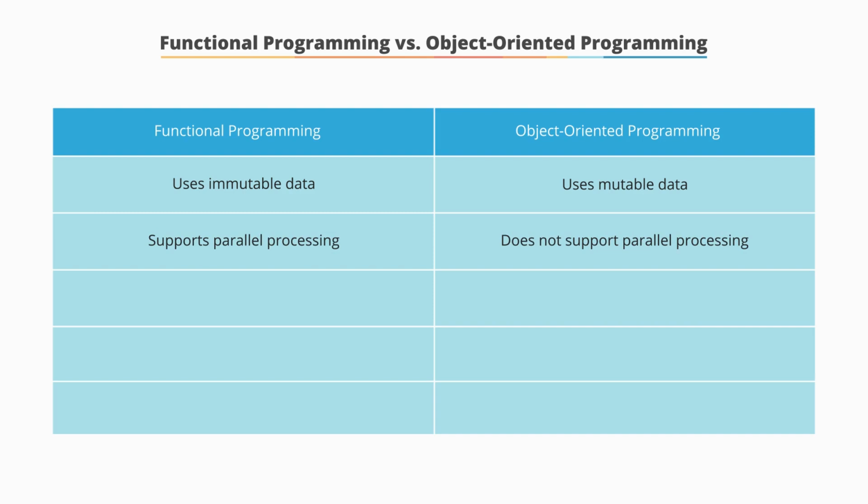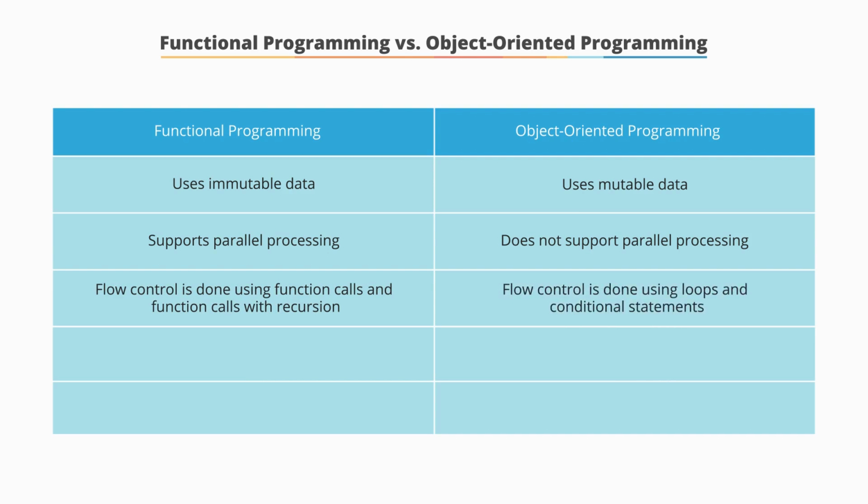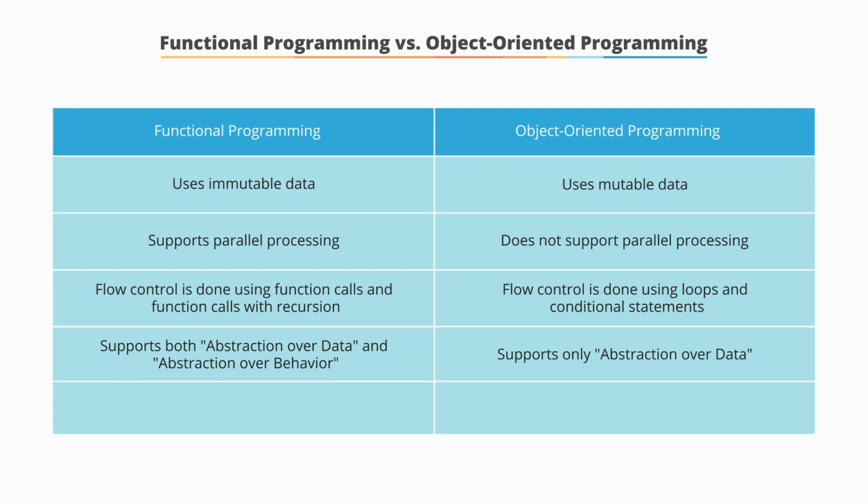In functional programming, flow control is done using function calls and function calls with recursion, whereas in object-oriented programming, flow control is done using loops and conditional statements. Functional programming supports both abstraction over data and abstraction over behavior, whereas object-oriented programming supports only abstraction over data. Functional programming follows declarative programming models, and object-oriented programming follows imperative programming models.